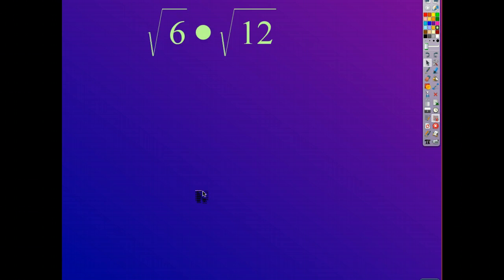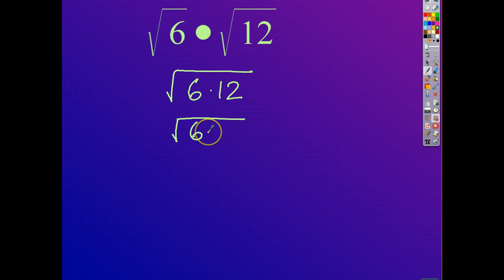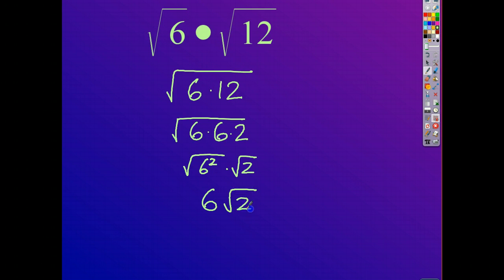Okay, so what we're going to do here is we're going to say, this is the square root of 6 times 12, okay? And then what I can do is I can say, well, 12 is actually 6 times 2. Man, this board is being slow, sorry. Right? And now I have 6 squared here, so that's the square root of 6 squared times the square root of 2. So the square root of 6 squared is just 6, times the square root of 2. Okay? There's an example there.